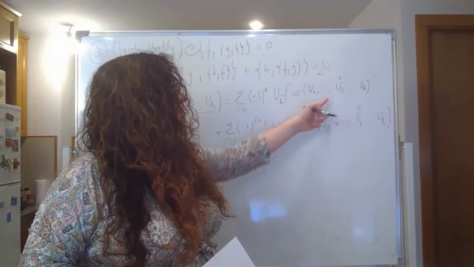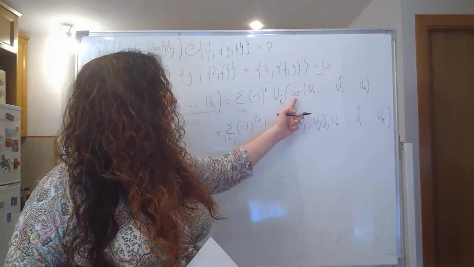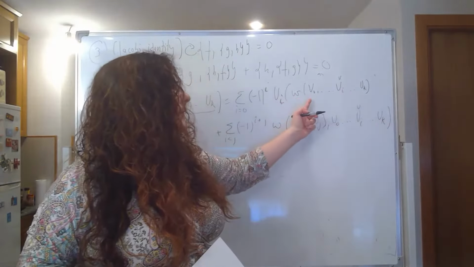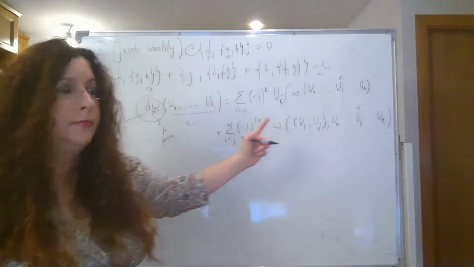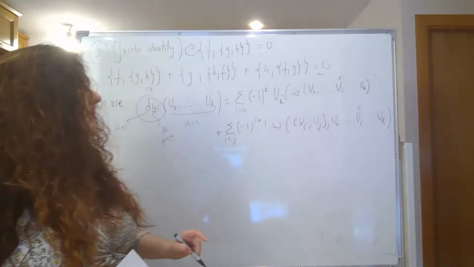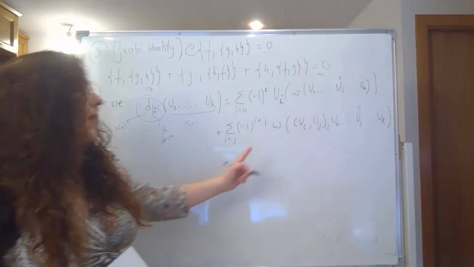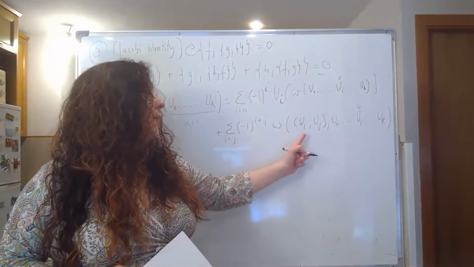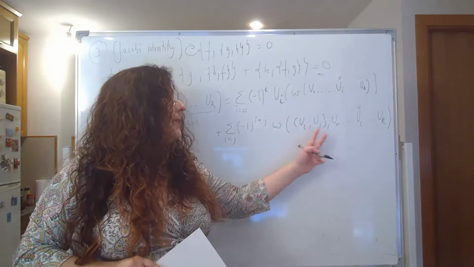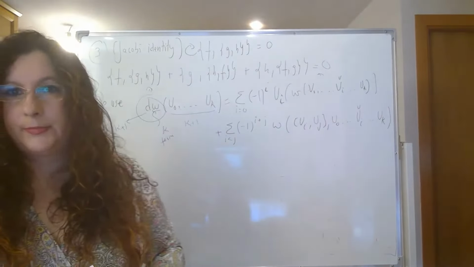You have either you take out a term and it acts as a derivation, because when you apply omega to these vector fields here, you have a function, okay? And this is just the Lie derivative of the function, all right? And then you have this term here, and then you have some other terms where you pair two by two inside and you take out the b_i, all right?